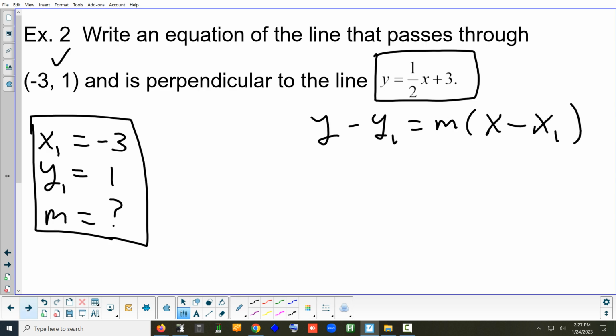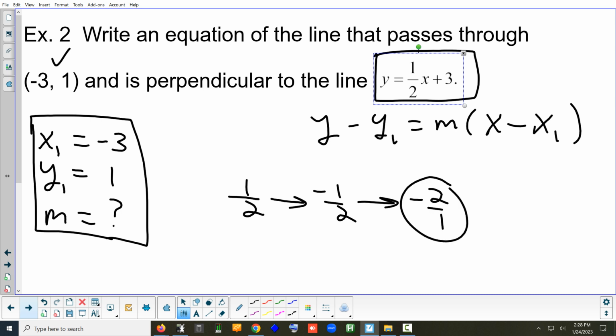Okay, so our slope here is 1/2. What's the opposite of 1/2? Yeah? -1/2. And we've got to do one more thing to that to make it perpendicular. Take the -1/2 and flip it. What do you get when you flip -1/2? Yep. -2/1. Yep, exactly. That's the M we have to use in this problem. You can write -2/1, or you can also just put -2. Same thing.